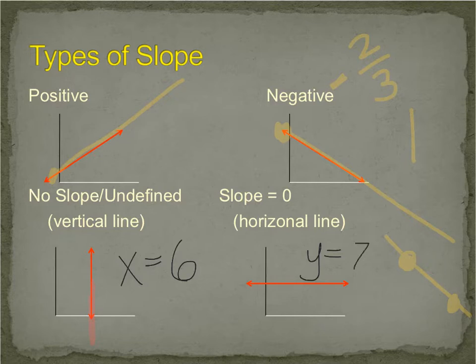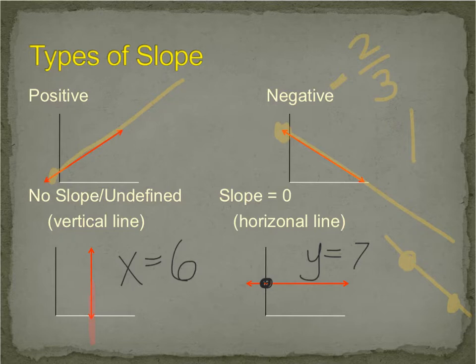Horizontal line. For some reason, we get that stuck. We're like, oh, we see y that goes up and down. But think about it. Y equals 7. If I put a point right here at y equals 7, and I want to draw a line through it, it's going to go left to right. It's going to go right through it. So make sure you guys are paying attention to that.